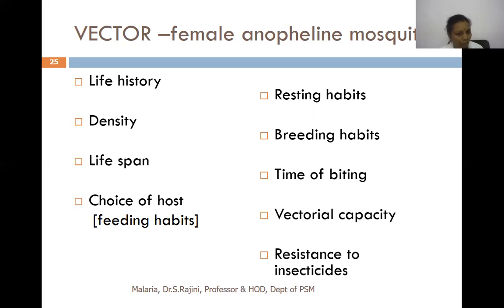The choice of host, that's feeding habits. Some mosquitoes prefer human blood when compared to animal blood. So when they prefer human blood, there is more biting by the mosquitoes. That depends upon the feeding habits of the mosquito. Resting habits. You all know resting habits after a blood meal: some mosquitoes rest indoors on the walls for quite some time, and some rest outdoors. The behavior pattern of resting indoors is known as endophilia.